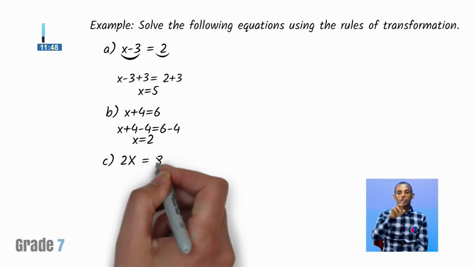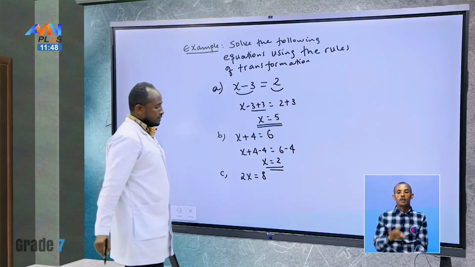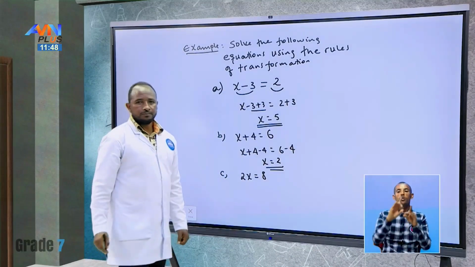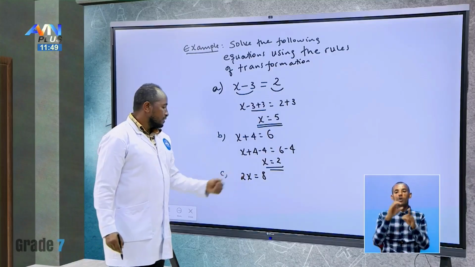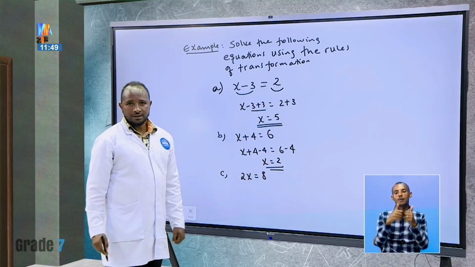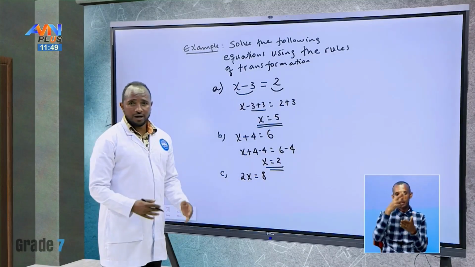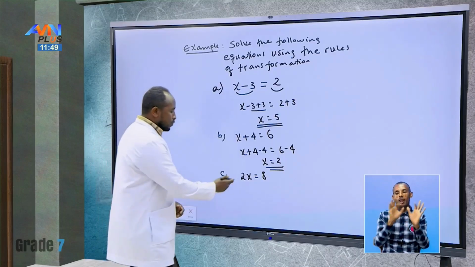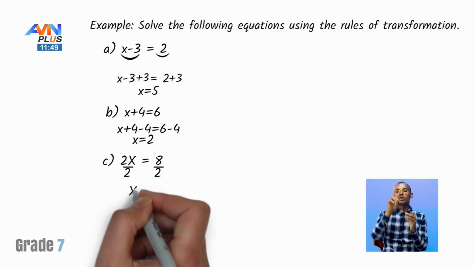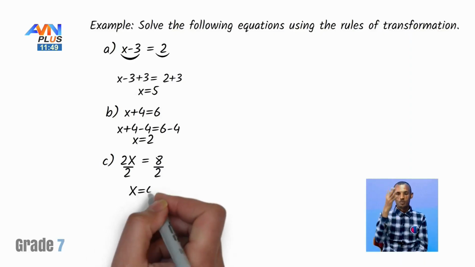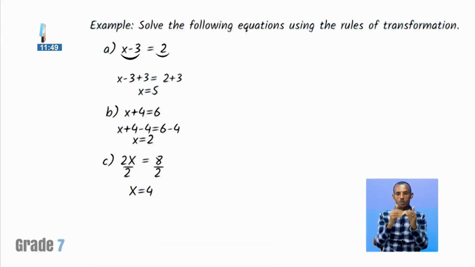2x is equal to 8. How do we solve this? How do we separate 2 from x? In this case, there is no plus sign, so we can remove 2 by dividing both sides by 2. If you divide by 2, 2 over 2 is 1, you will have only x here, and on the other side, 8 divided by 2 is 4, so the answer is 4.